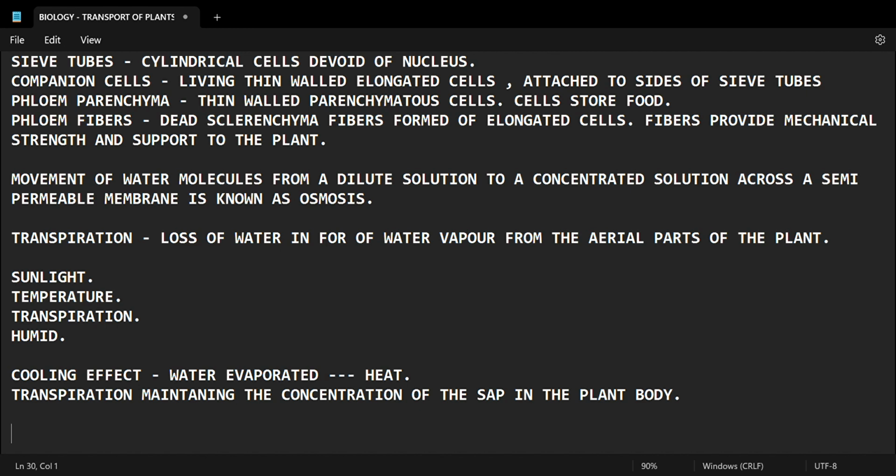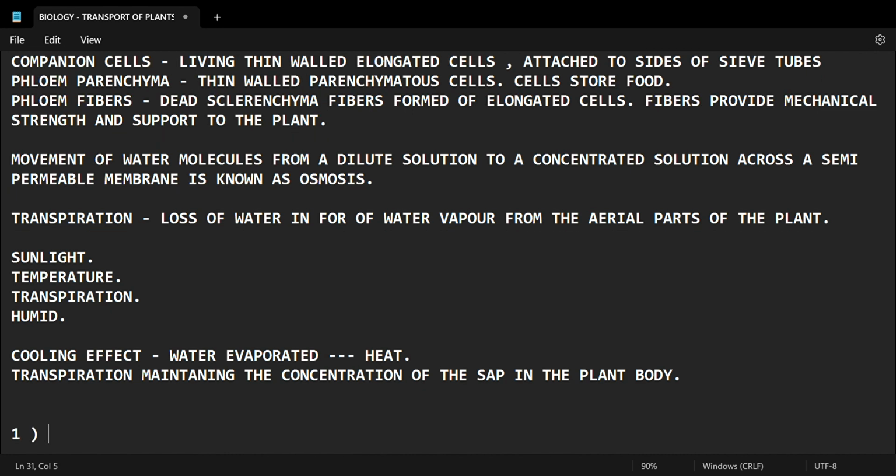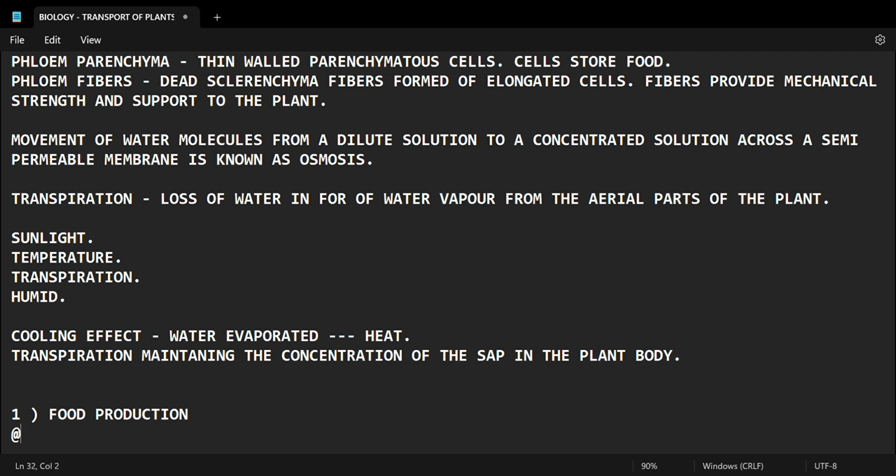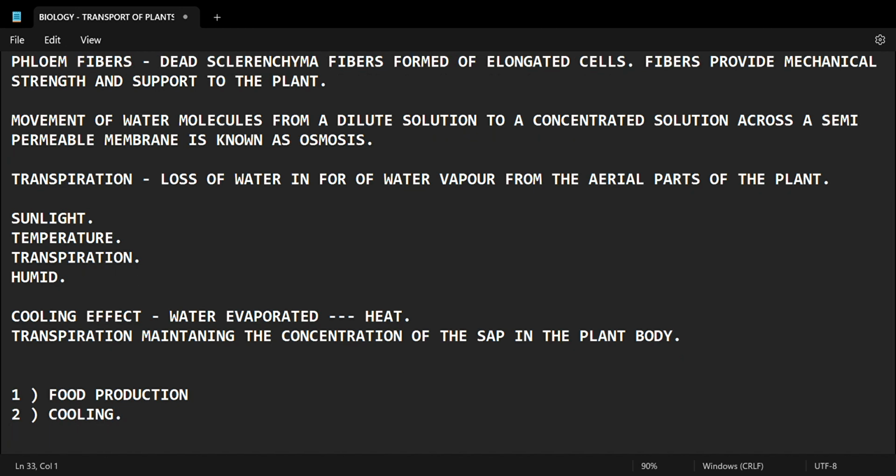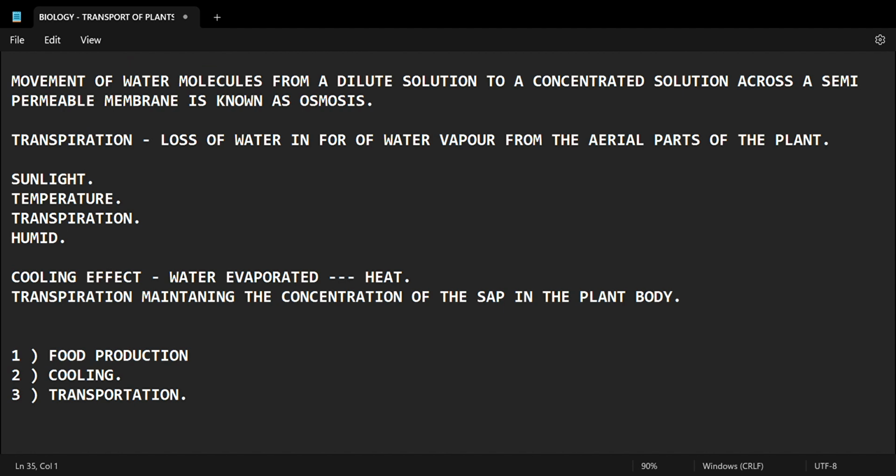Now the uses of water in the plant. It is absorbed by the roots and is important for the plant in three ways. First is food production. Plants need water to make food. Second is cooling. When water is transpired, it takes away the heat. And the third is transportation. Xylem and phloem, which we have learned about, also require water.